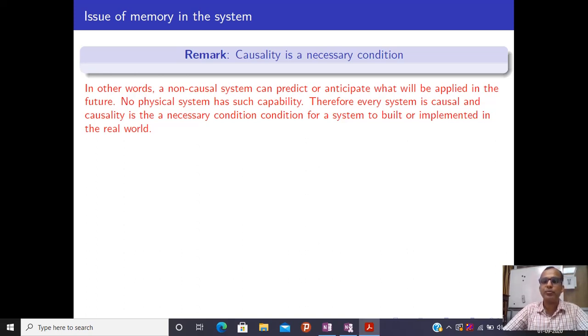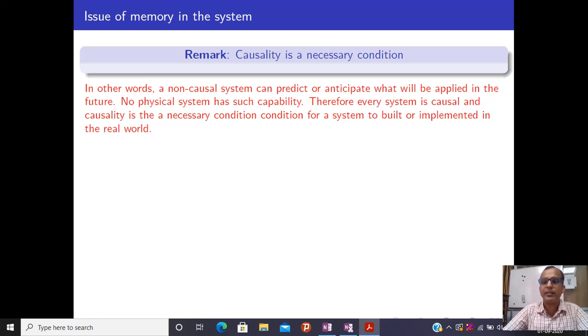Because I have to build some kind of engineering system, I cannot assume that the output of whatever system I build will be a function of the future input. Then it is very difficult to build or analyze that kind of system. Due to that reason, I have written this remark. In other words, a non-causal system can predict or anticipate what will be applied in the future. No physical system has such capability.